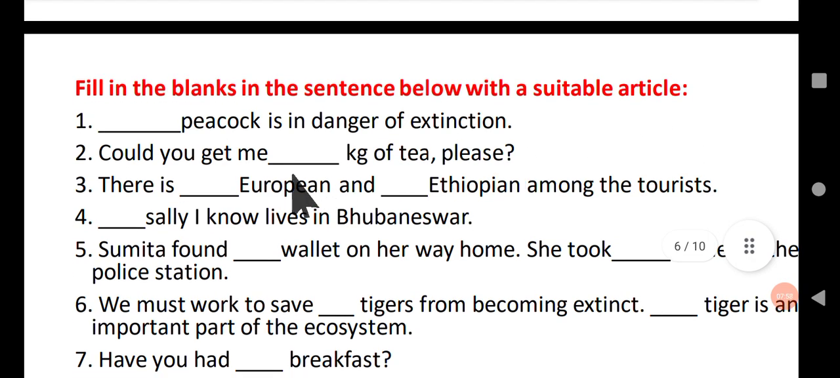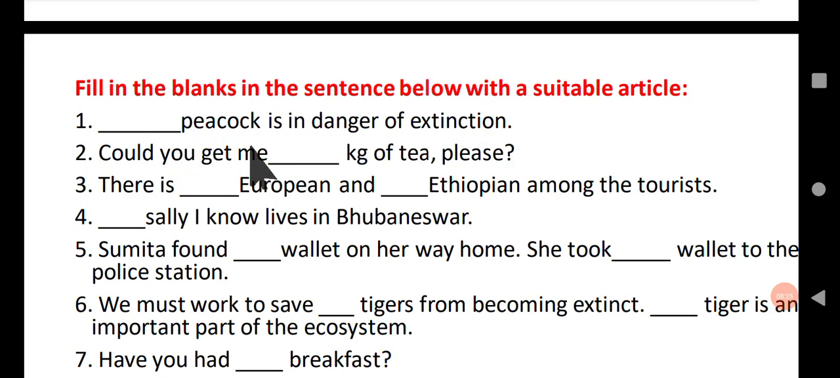Look at the first one here. The peacock is in danger of extinction. Dash peacock is in danger of extinction. If I use the article the here, then that is suitable, because when I use the peacock here, it refers not to one particular peacock, but the can be used to refer to that whole group of peacocks. That means it refers to all the peacocks. So here the can be used.